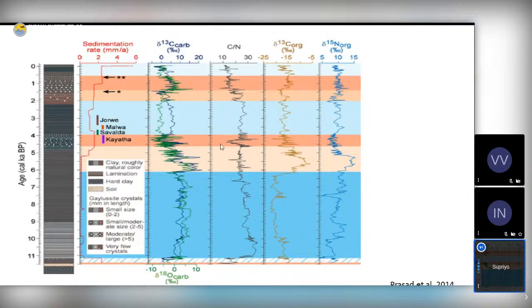Now it is known that during the mid-Holocene time, the monsoon was stronger compared to today, and it is widely believed that this mid-Holocene intensification of monsoon was caused by the increased summer insolation.